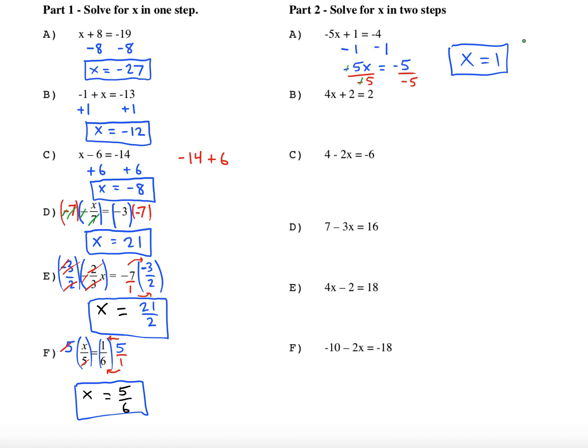Now we can check our answer. Negative 5 times x plus 1 equals negative 4. Plug in our 1. You get negative 5 plus 1 equals negative 4. Negative 4 equals negative 4. It checks. Great. Okay, let's undo the addition first.